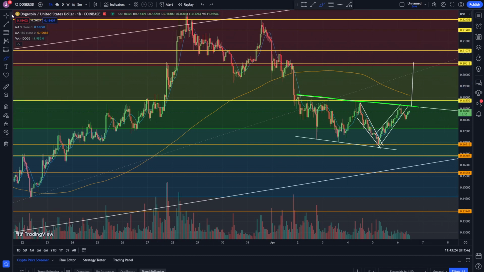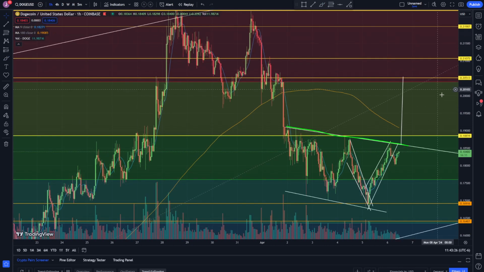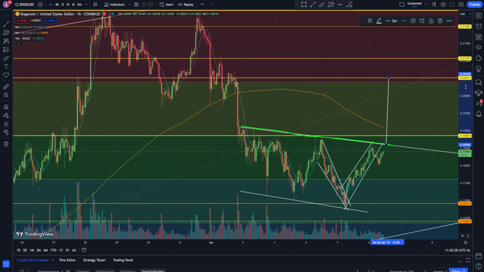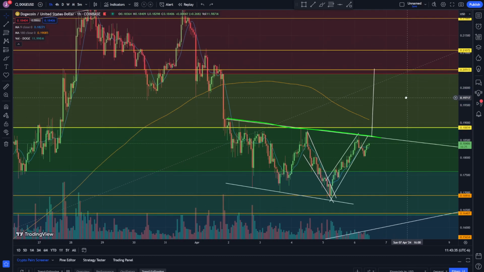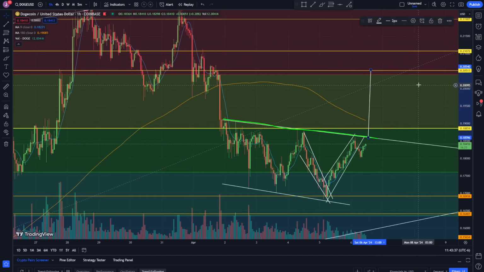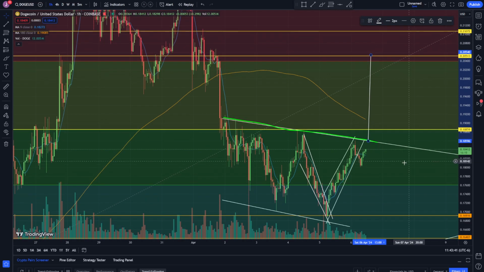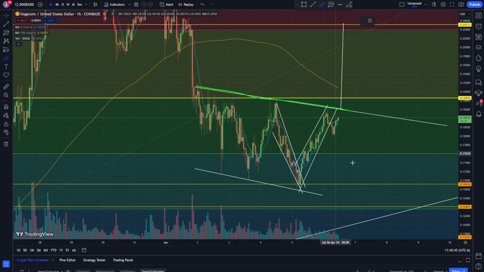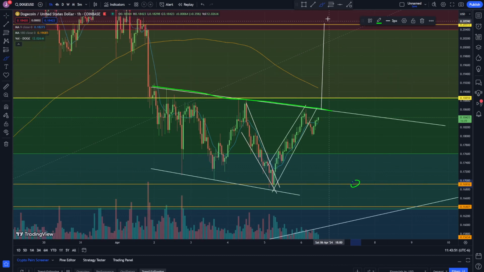And then if we do this pattern, the target is .20540. So this is pretty much the bullish scenario, .20544 at least, and then if we start heading down, I would target .169 going to the downside.